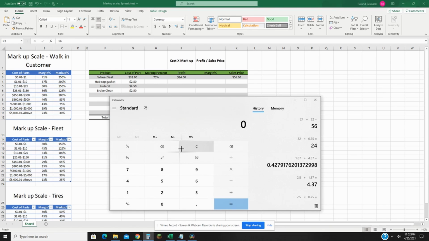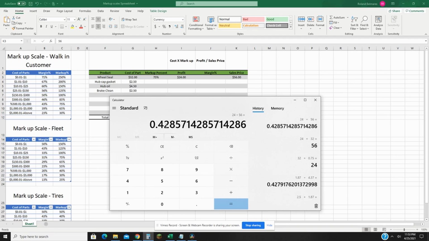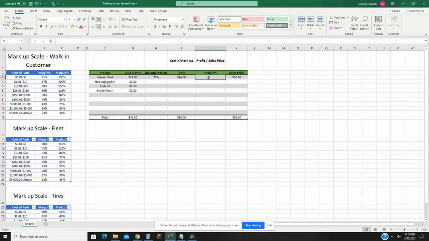Okay, so $24 is how much we're marking the part up, and we divide that by how much we're selling it for, which is $56. That equals 0.428, and then 57, and so on. So 42%, but since it's an 8, we're going to round it up to 43%. So our margin is 43%, which is a good profit margin to have.